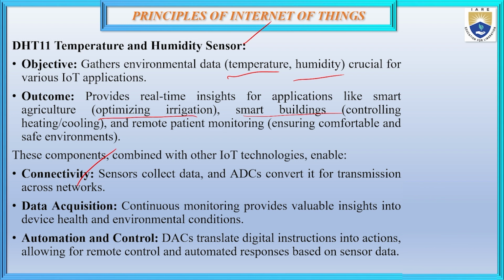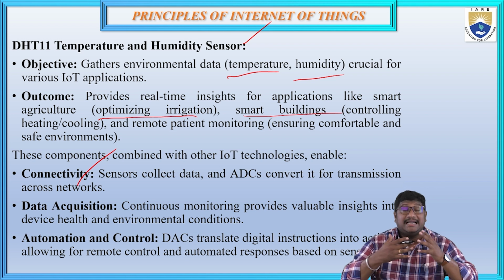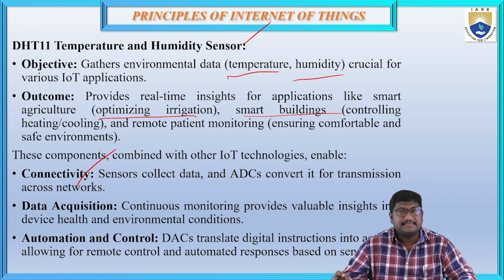Because with the connectivity only, the sensors are going to collect the data, and the ADC, which is analog to digital converter, is going to convert the transmission across multiple networks. You got it, guys?